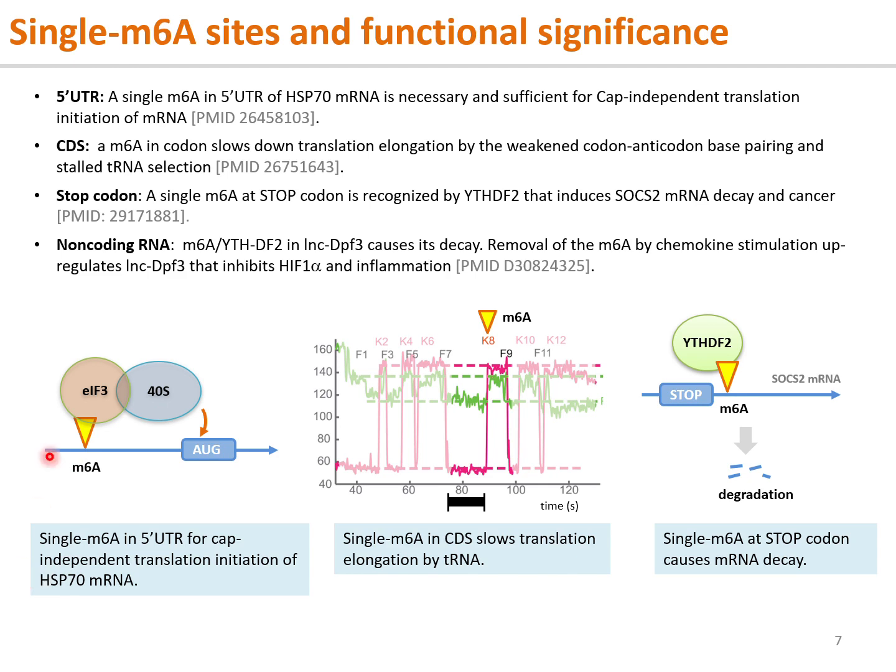For a single m6A site within a codon, it can slow down tRNA loading and translation elongation. This can have consequences for protein product folding. For a single m6A site near the stop codon, the YTHDF2 reader can lead to mRNA degradation and decay.